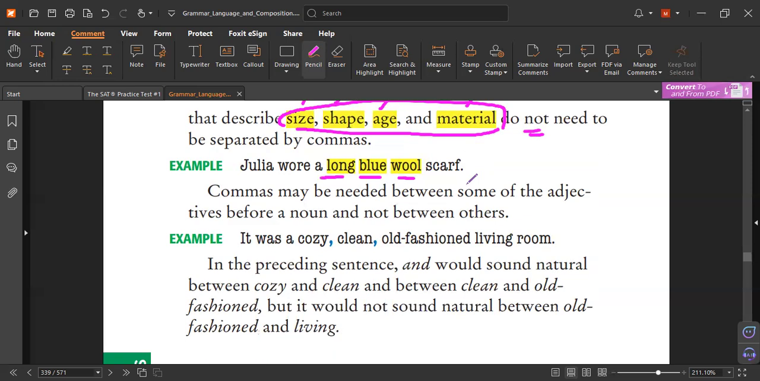But how about the adjectives before a noun? Commas may be needed between some of the adjectives before a noun and not between others. Here, for example, it's cozy. It's not size or shape or age. Clean, not. Old-fashioned, not. So normal. This is a compound noun, so this is a noun. These are adjectives not from this list, so we need commas. That's it.